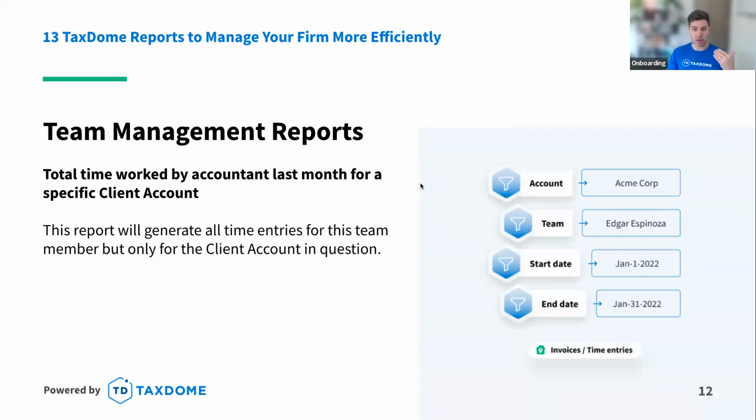Now, if you wanted to go even a little further and say, I want to see all of Edgar's time entries, but for a specific account. So I want to see not just all the time tracked by Edgar in the last month, but all the time tracked by Edgar for Acme Corporation, you can do that as well. And then again, you can export this information to Excel to analyze further, or to pay them, or to do whatever it is that you might want to do with them afterwards.